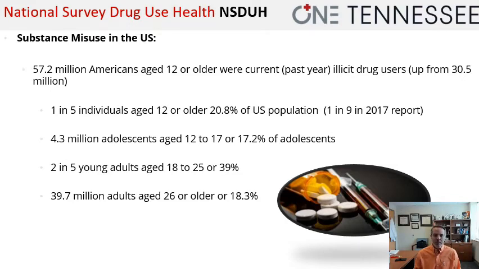And what's more concerning is the development of the frontal lobe is arrested or slowed at time of first use, depending on how frequently and what substance our adolescents are using. So that's incredibly concerning. If you look down at that last bullet point, almost 40 million adults aged 26 and older, I'm not worried about any adult over the age of 25 really developing a new onset substance use disorder.